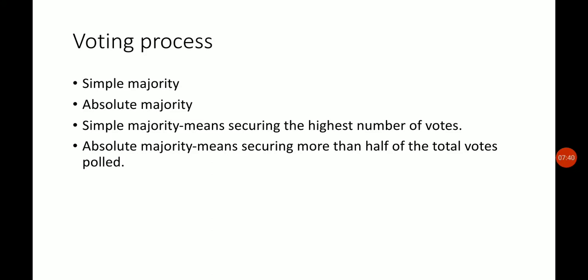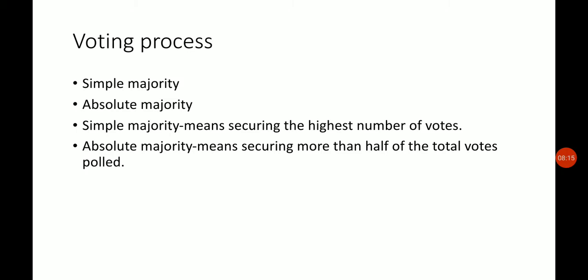In the second one we have the absolute majority. It means securing more than half of the total votes polled. That means if the total vote is 20 and that person has got 14 and the others have got fewer, that is considered an absolute majority. In that particular area he has got more than half of the votes polled, and that is called the absolute majority.